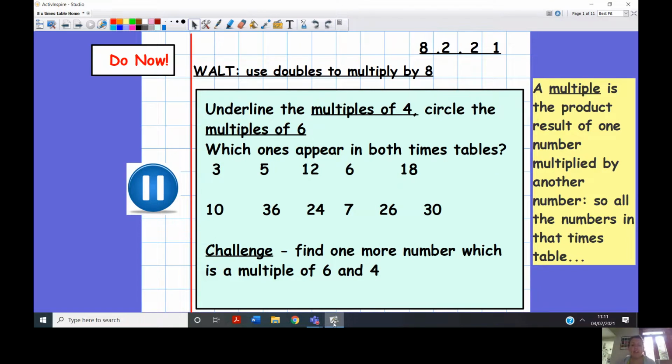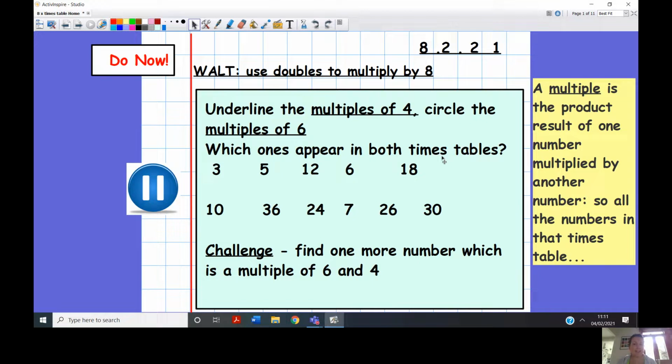So a number which is in both the 6 times table and the 4 times table, which is not listed above here. So grab a piece of paper and press pause to get on with your task. And when you're ready, press play because we're going to get on with the lesson straight away.